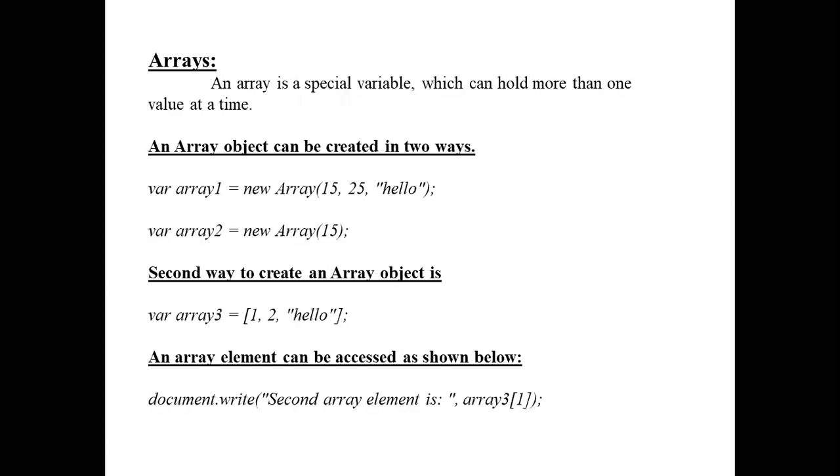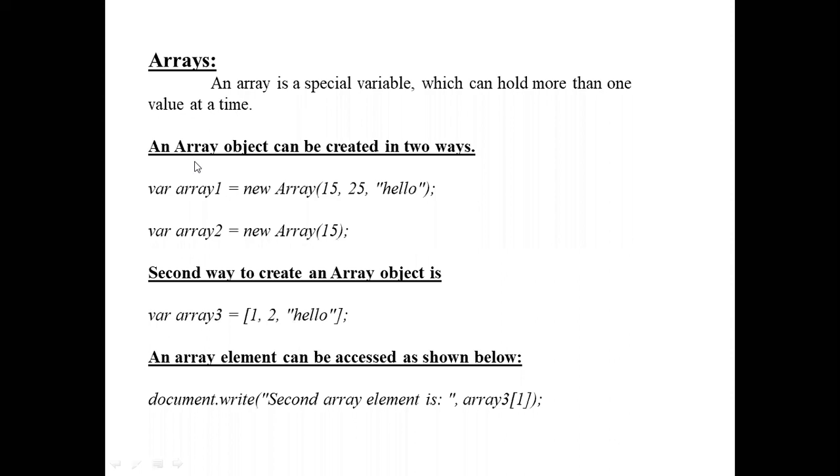So an array is a special variable which can hold more than one value at a time. Here an array contains elements of different data types in JavaScript. Remember the point in Java: an array consists of elements of the same data type, whereas in JavaScript arrays can hold more than one value at a time, and those values can be of different data types.